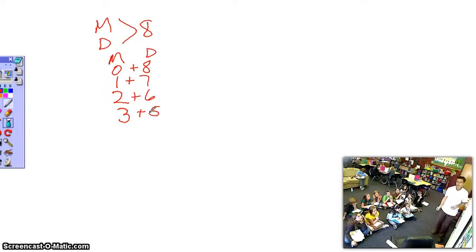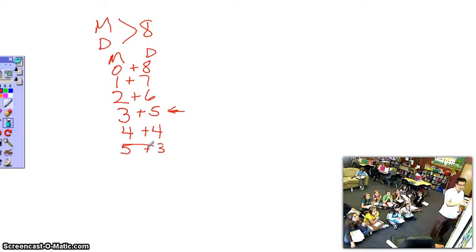Remember, together they have 8. Or Maurice could have 2, and Donnie could have 6. There you go. Or Maurice could have 3, and Donnie could have 5. What's the other possibility? 4 and 4. Now I could keep going and say that Maurice could have 5 and Donnie could have 3, but I don't really need to do that because I've already got 5 plus 3 right there.